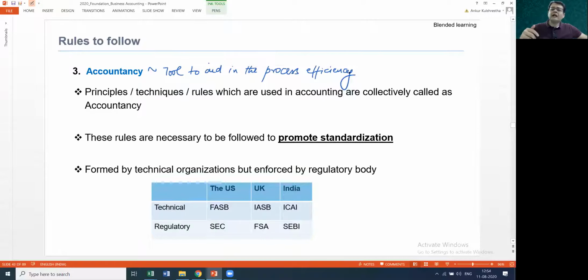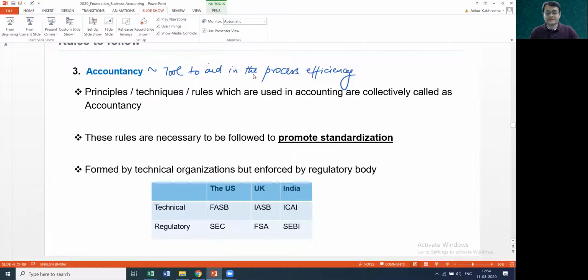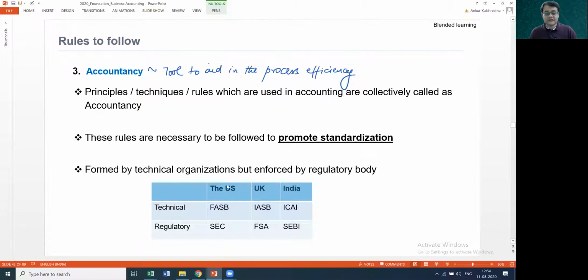So you can't really allow everyone to record transactions as what they think is right. You need to have some standardization across. The keyword, like I'm saying, is standardization. What happens really is, all of you, while filling up the form of your B schools, I am sure would have filled up exactly the same form.